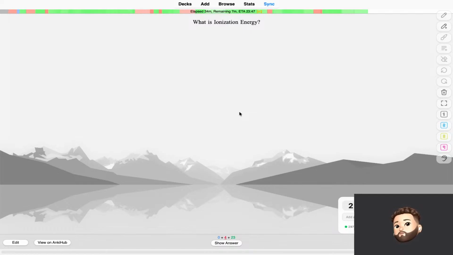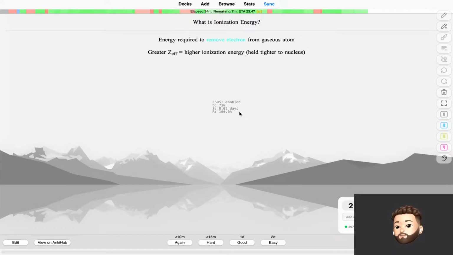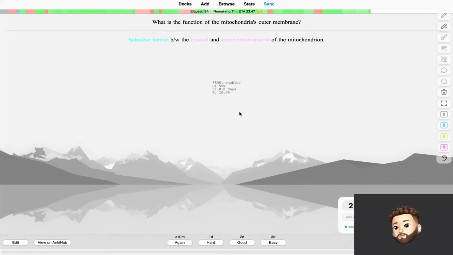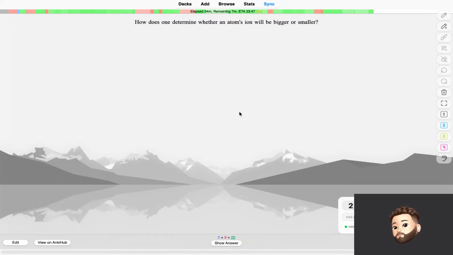What is ionization energy? It's the energy needed to remove an electron from a gaseous atom. Yeah, I think that's it. What is the function of the mitochondria's outer membrane? To serve as a selective barrier between the inner mitochondria and the cytosol. If it's a metal, it's going to become smaller. If it's a non-metal, it's going to become bigger.